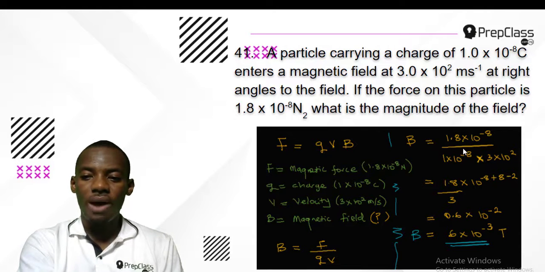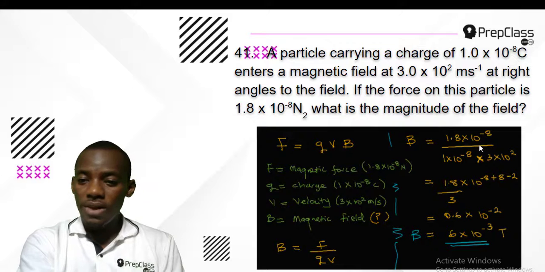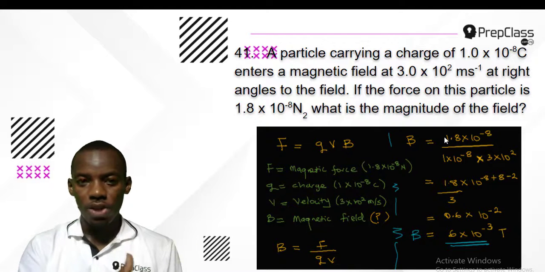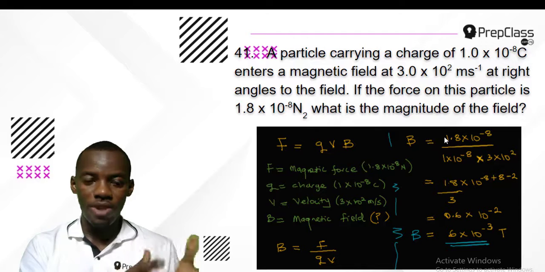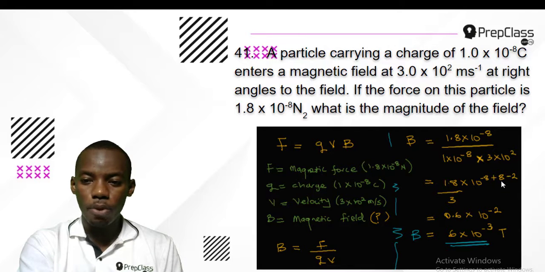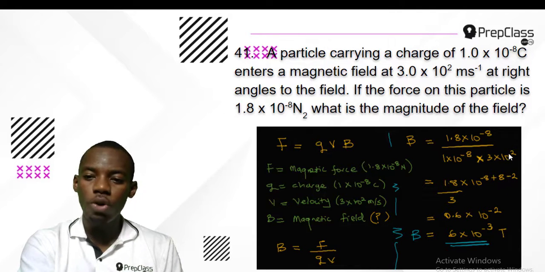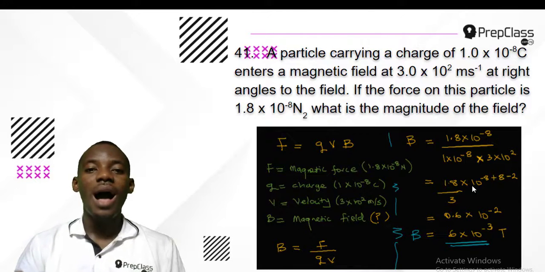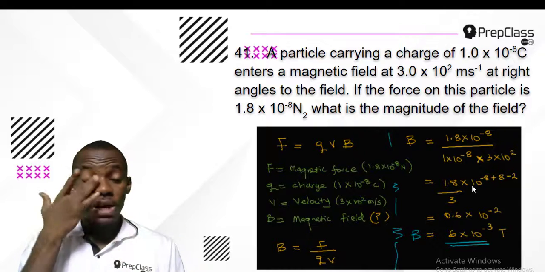So if I'm solving this further, I'll just do number to number. I've told you, don't multiply 10 with the number. Separate the 10 to one side, then the number to one side. That will become 1.8 divided by 1 times 3 is 3. That's 1.8 divided by 3. Then all the 10s. 10 raised to the power -8. The 10 raised to the power -8 below will go up. It will become plus. And that will become 10 raised to the power -8 on top. Then the 1 below will now become plus 8. Then the 2 below will go up and become -2. And that's it. So whenever powers below are going up, they will change sign.